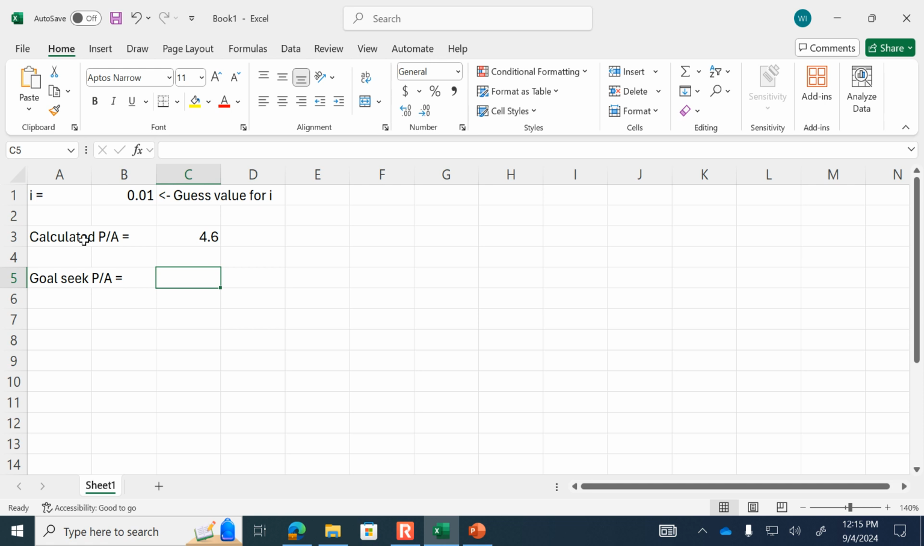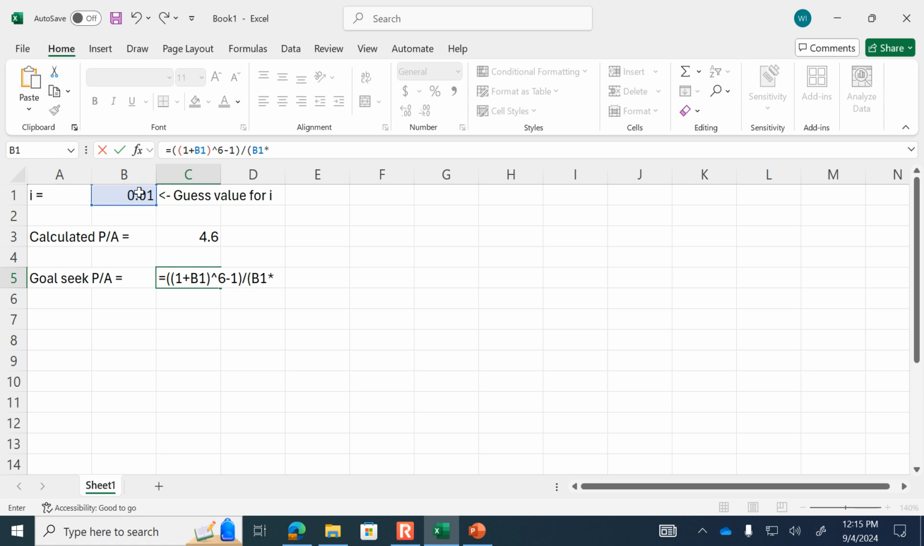So you type a formula in Excel by doing equals, and the same thing I typed into Wolfram Alpha. 1 plus, and now instead of writing the letter I, I'm just going to click in the cell location that has this value for I. 1 plus I to the power of 6, and then minus 1, and then I'm going to put parentheses around all of that, and divide by parentheses I times 1 plus I to the power of 6.